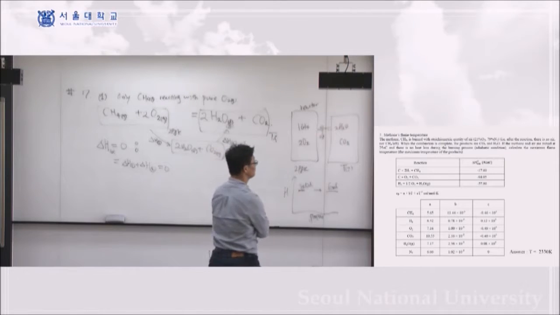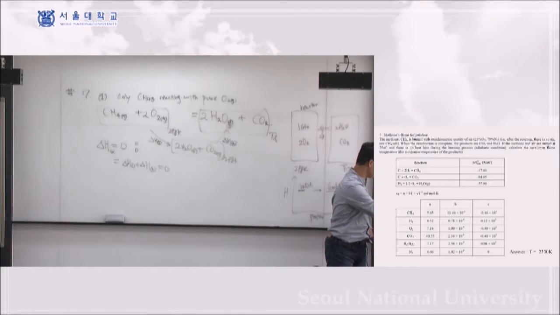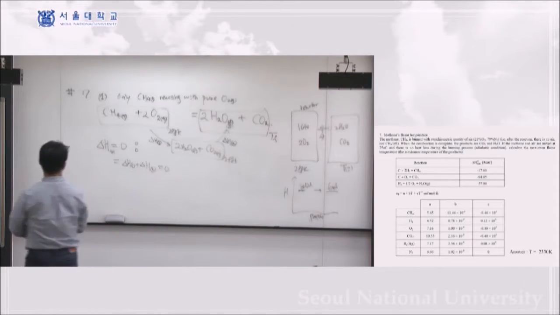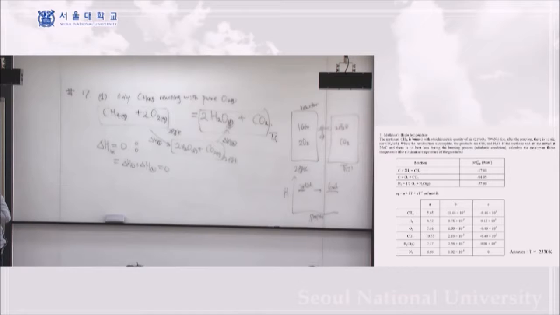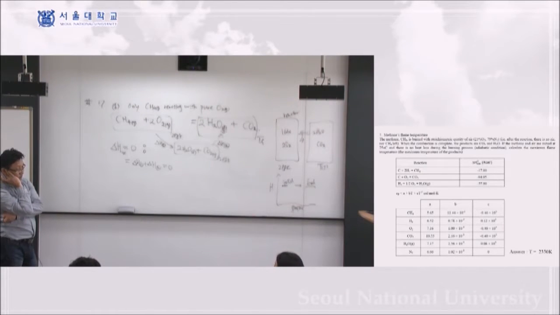Can you do it? I think this is the only information. Do we have additional information? We don't have it yet. How can I do it? I'm even confused. What do you think? Can you do it, or you cannot do it?